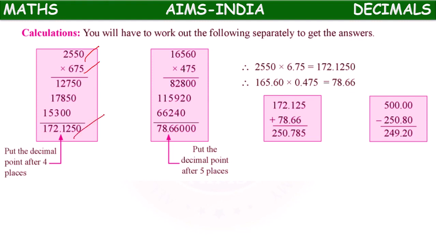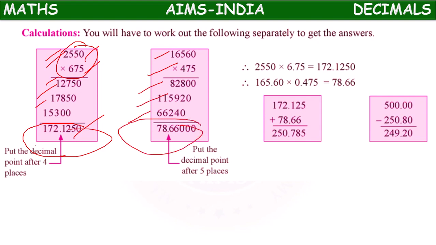So these two we have multiplied, because already we have learned in multiplication, just as whole numbers we have to multiply and we have to keep the decimal places. Just like whole numbers we have to multiply decimal numbers. Next, both adding and from 500 subtracting.